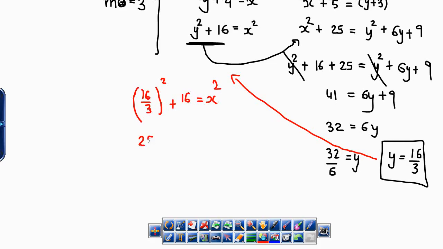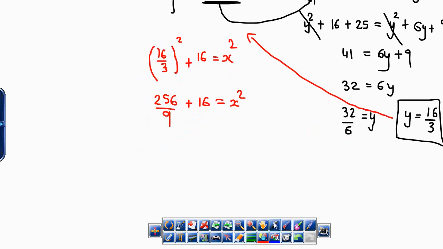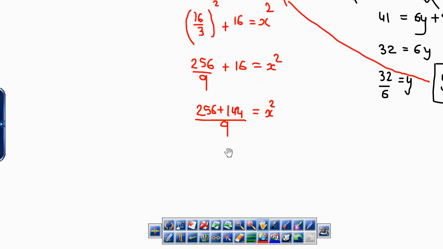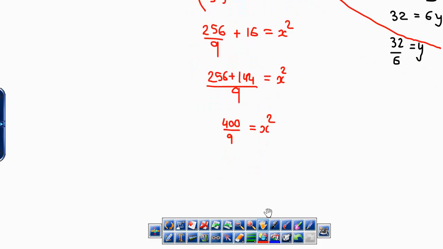16 स्क्वायर 256, 3 स्क्वायर 9, LCM 9. 9 into 16 144. 256 plus 144 is 400. Hence finally I found out the value of X. Square सामने जाएगा तो रूट बन जाएगा. 20/3 is the final answer, which is find TP.